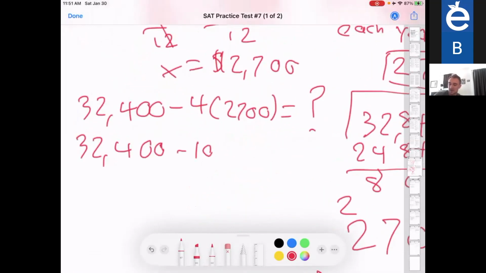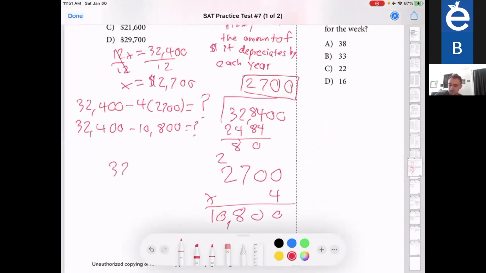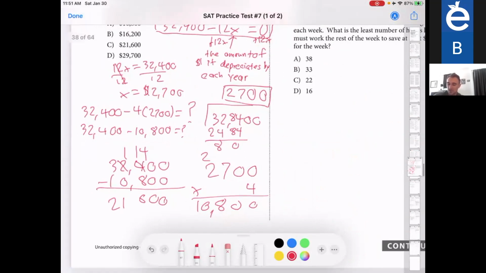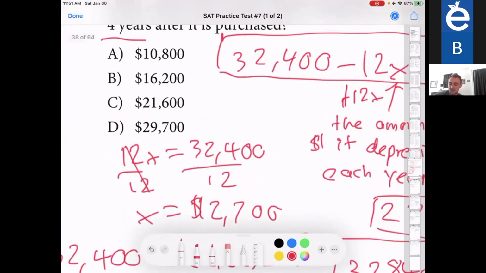$32,400 minus 10,800 is equal to what? Well, we've got to do some subtraction here. $21,600 is our answer. And that is answer C.